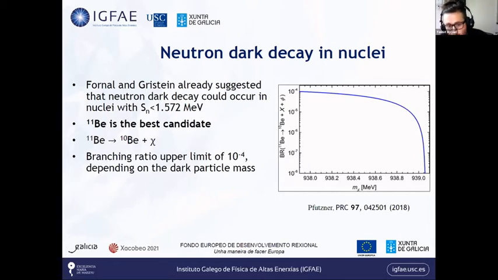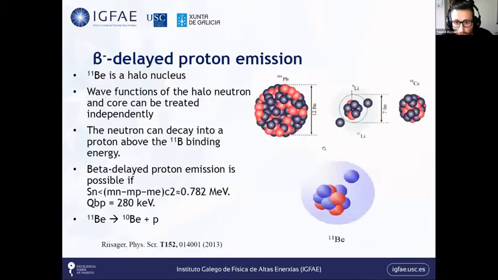And the branching ratio, as you can see in this plot here, would depend very much on the mass of this particle, okay? So now, if we think about why beryllium-11 is special, it's because it fulfills those requirements, because it's a halo nucleus, and this is where it becomes interesting for us in our domain, because this type of decay is competing with other open channels on beryllium-11. This is literally the aim and the goal of our experiment.